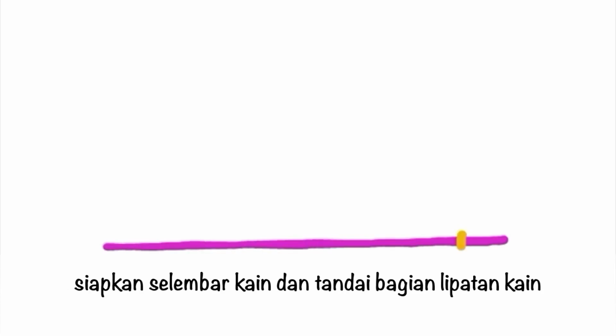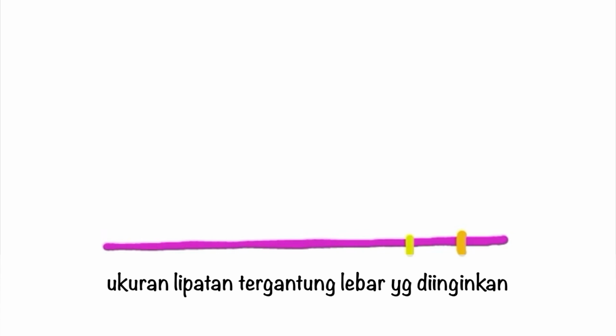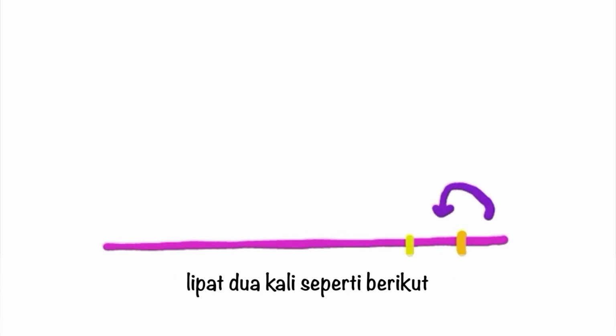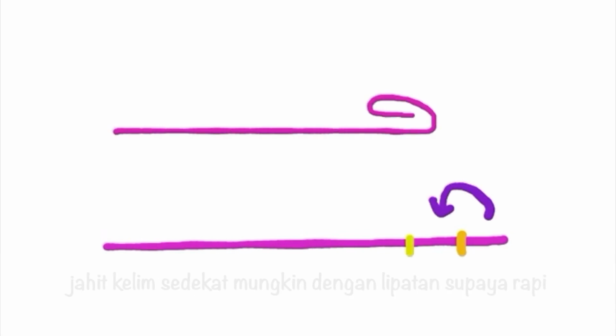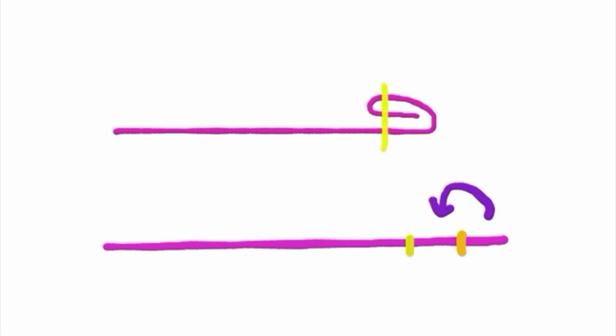The constructions. Prepare a piece of fabric and mark the folding line. The size depends on the width of the seam desired. Fold it or roll it just like this. Stitch the seam as close as possible to the folded line.